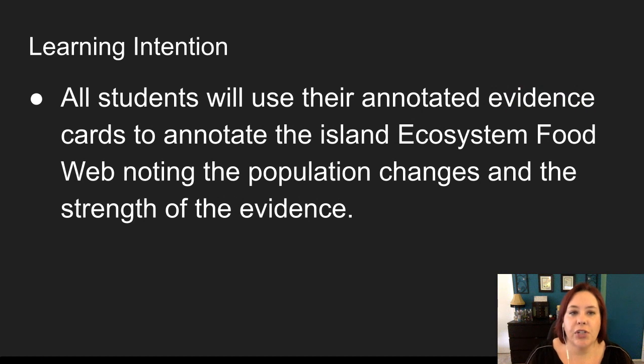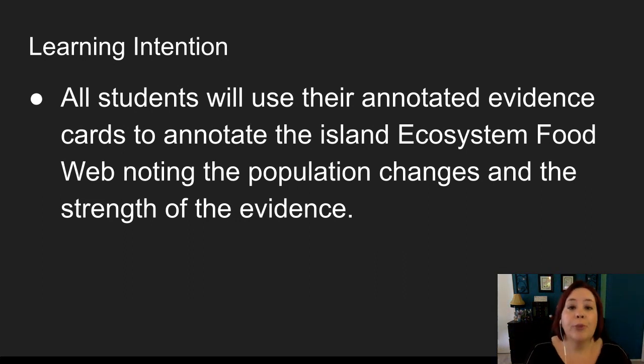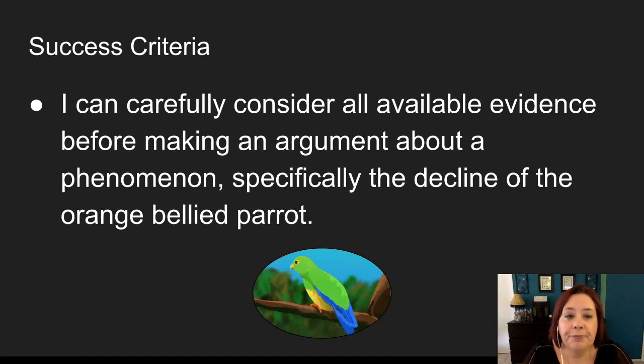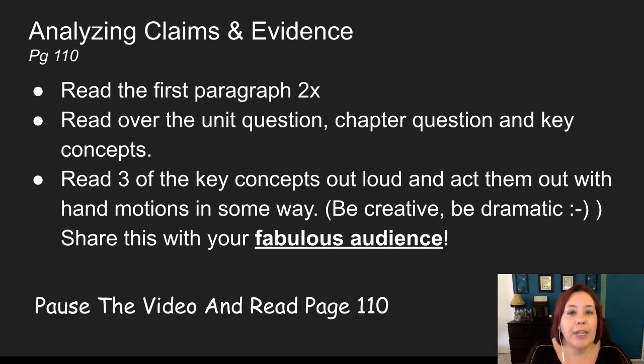So first things first, learning attention. All students will be able to use their annotated evidence cards, so that's these guys that you did yesterday with Mr. Vandergrift, to annotate the island ecosystem food web, noting the population changes and the strength of the evidence. Our success criteria: I can carefully consider all available evidence before making an argument about a phenomenon, specifically the decline of the orange-bellied parrot. Let's go ahead and turn over to page 110 and get started.